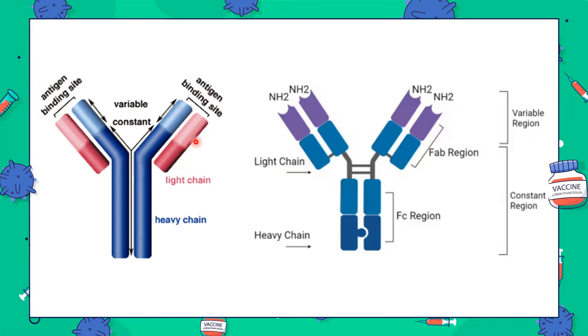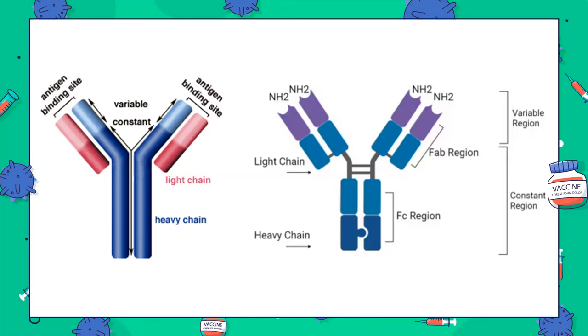Our light chain has two classes, either kappa or lambda. And each antibody molecule has two identical kappa or two identical lambda light chains. So what that means is, if I were to split this down the middle, both of those would be exactly identical. This is a symmetrical image.